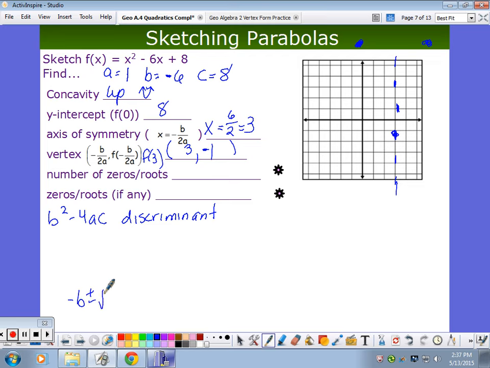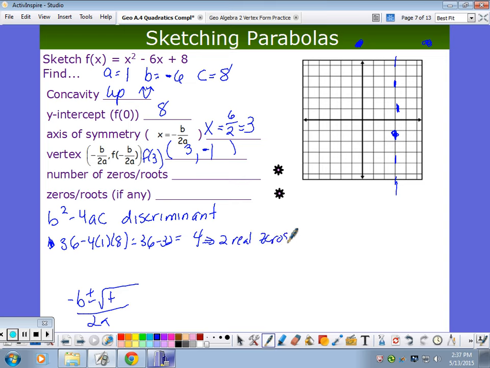Negative b plus or minus, right? This thing over 2a, right? So this can tell you how many real solutions there are to the equation, or how many real zeros there are. So how does it do that? Well, first let's figure out what b squared minus 4ac is for this. What's b squared? 36 minus 4 times 1 times 8, which is 36 minus 32, which is 4. So if I were to put this in the quadratic formula, that's a positive number, right? 3 plus some number, 3 minus some number. How many solutions? There will be two real, I should be saying zeros because I'm graphing here. I'm looking for the zeros.